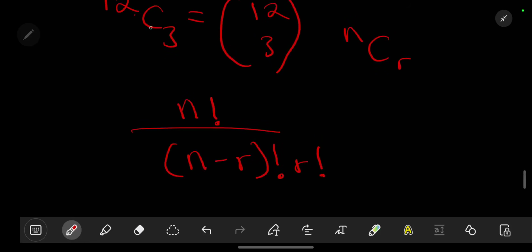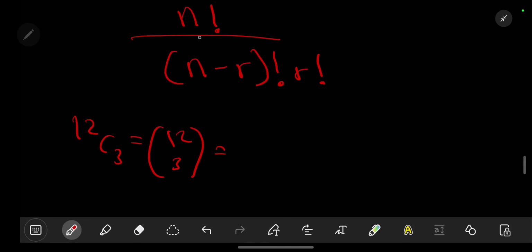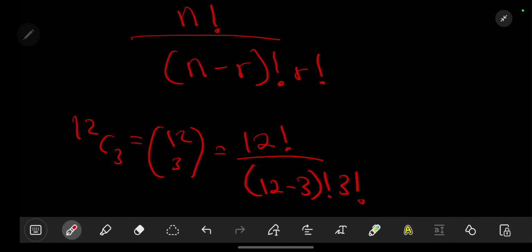So that means if you are required to evaluate the value of your 12 combination 3, this can be written as, where there is n, we put the number there, which is 12. So 12 factorial over 12 minus the r, which is 3 factorial, then we have our 3 factorial, like that.